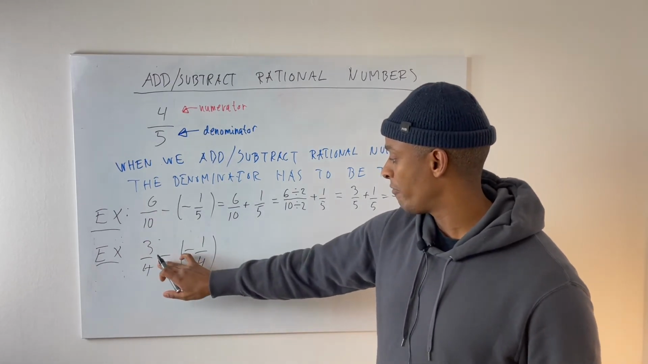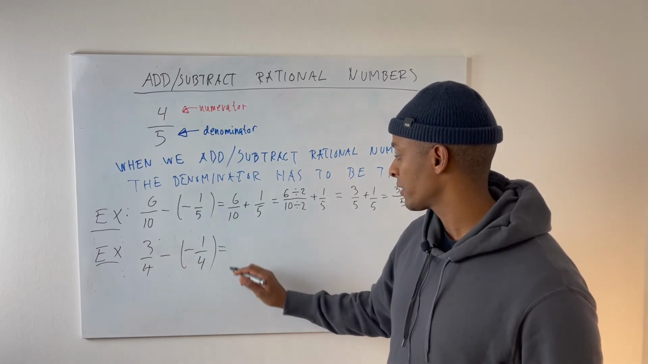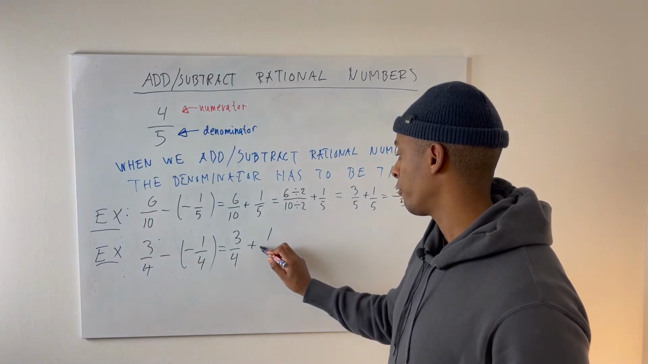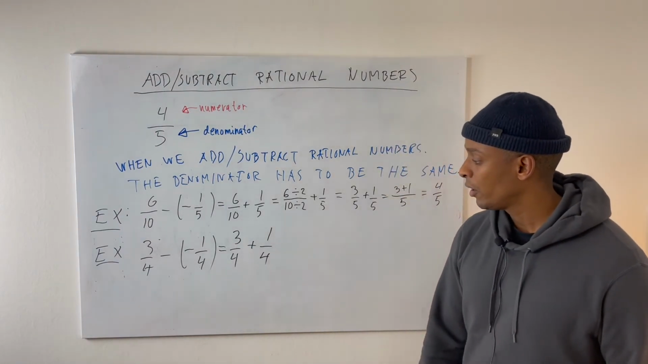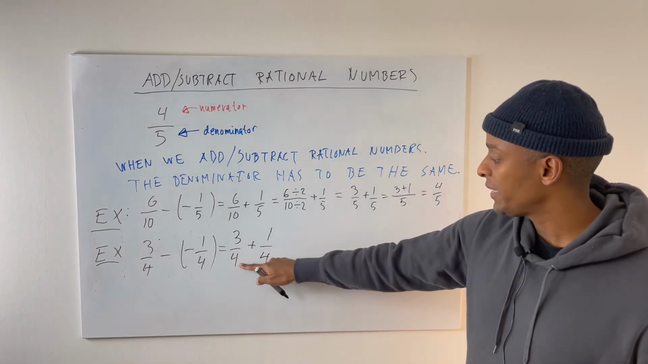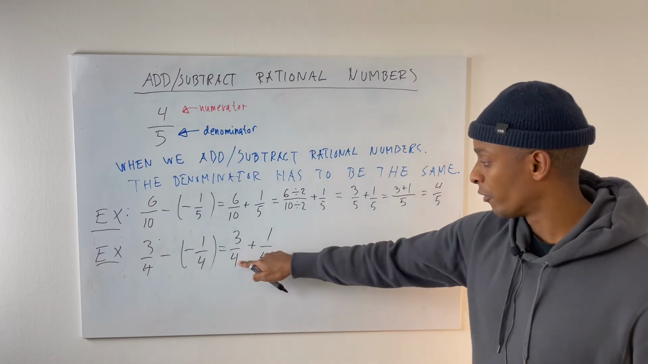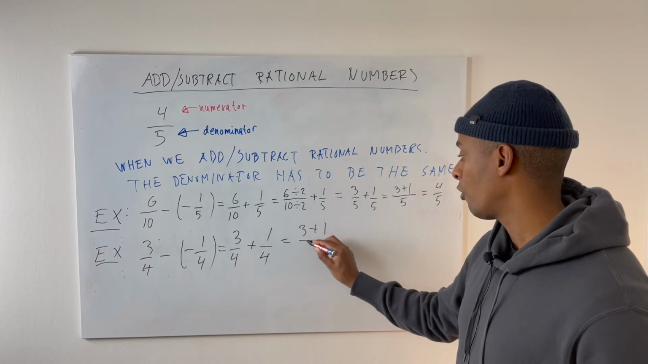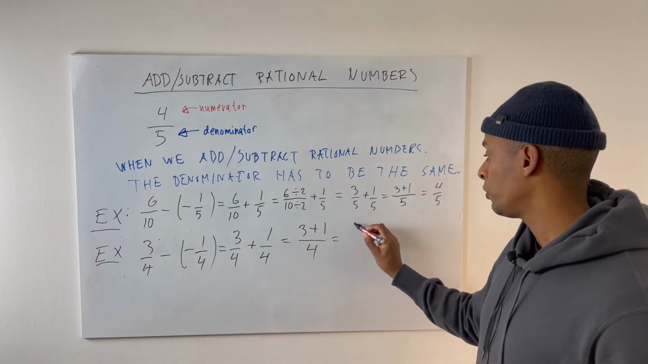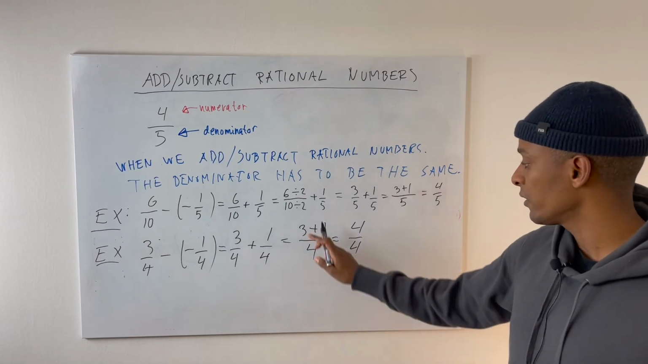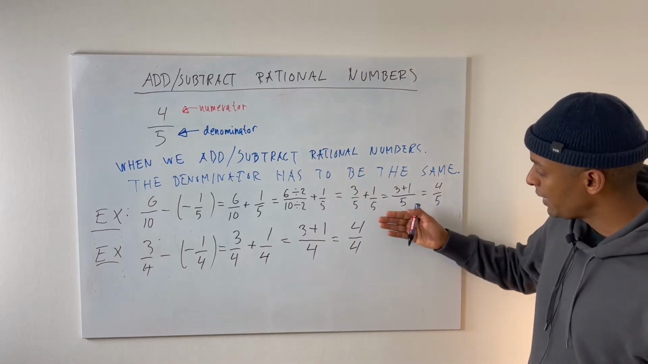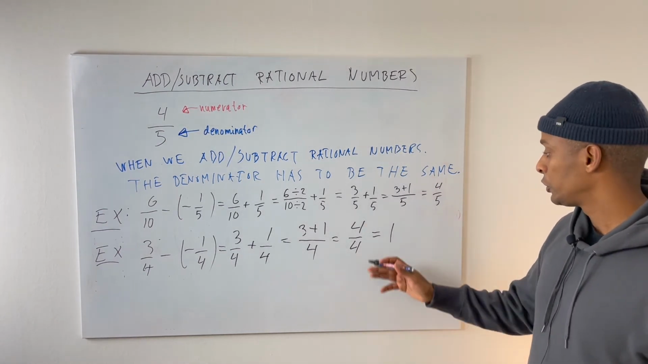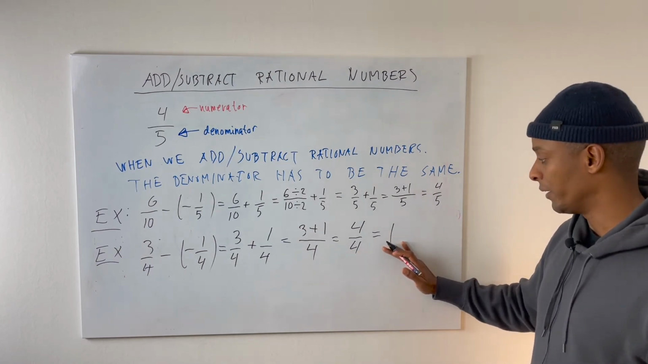Here we have 3/4 minus minus 1/4. Again, we have minus minus. That's going to be plus. So we have 3/4 plus 1/4. Oh, and here we're kind of lucky because they already have the same denominator, 4. So we can simply do 3 plus 1 over 4, which is equal to 4/4. 3 plus 1 is equal to 4. But a number divided by itself is equal to 1. So the simple form is to write 1.